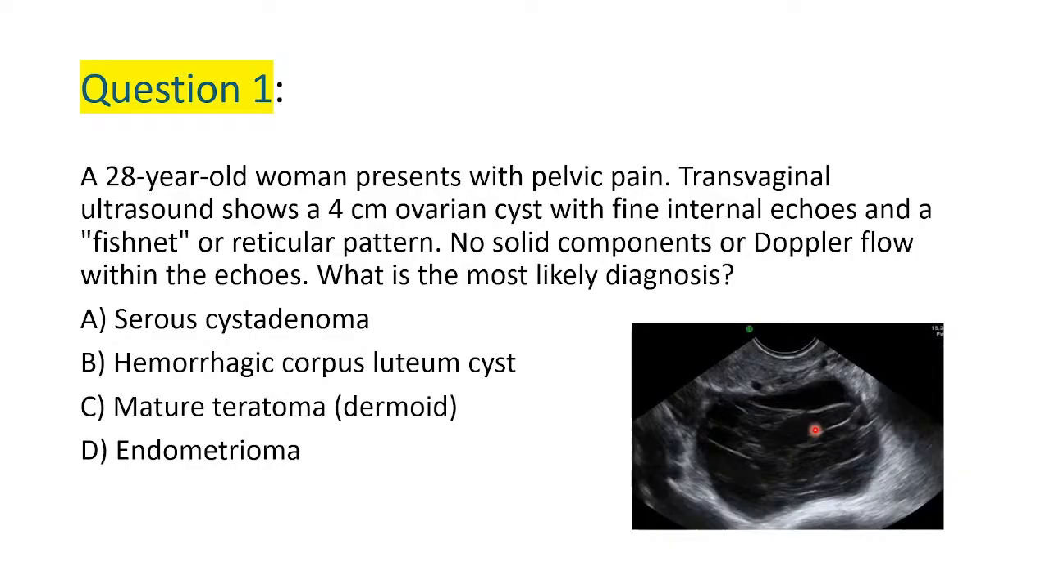So this is not a serous cystadenoma. This is not a mature teratoma. It's not an endometrioma, this one. So this is what you call the reticular pattern. If you see these septations, which are echogenic like that inside the cyst, this is highly suggestive of a hemorrhagic cyst. You can also see what is called a retracted clot in a hemorrhagic cyst.